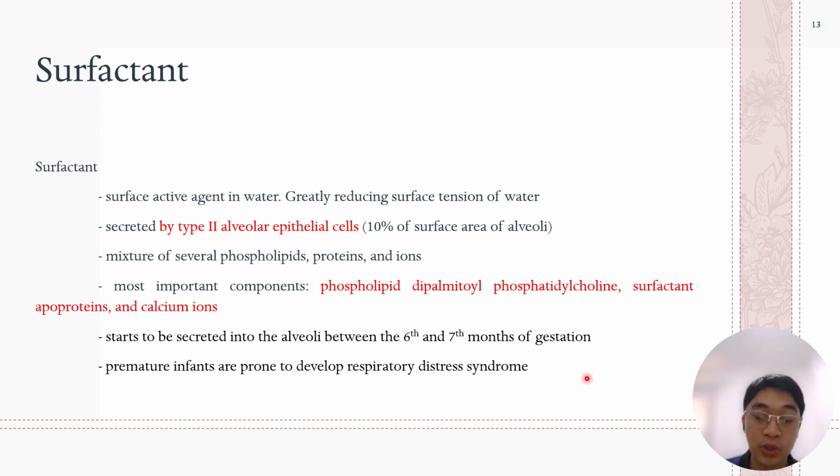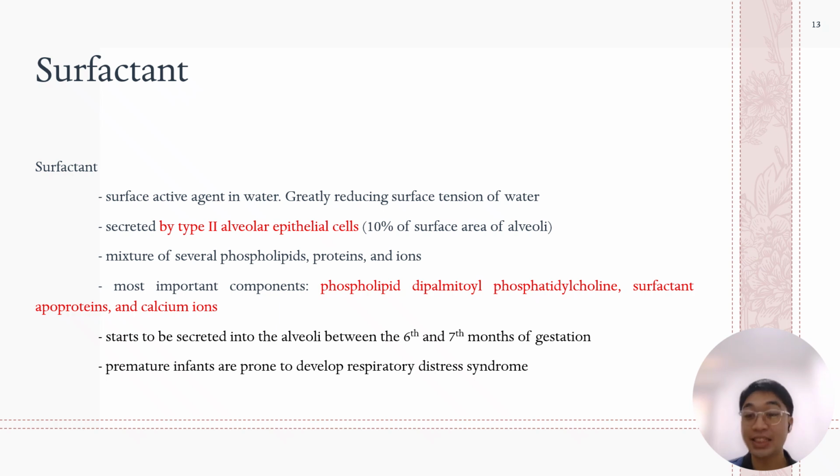It's important to note as well that surfactants are usually secreted in our alveoli between the 6th and 7th months of gestation. Why is this important to know? Because premature infants are prone to develop respiratory distress syndrome. Just a little background: when you say premature infants, during pregnancy, when the mother is about to give birth, ideally they should give birth by 37 weeks of pregnancy and above.